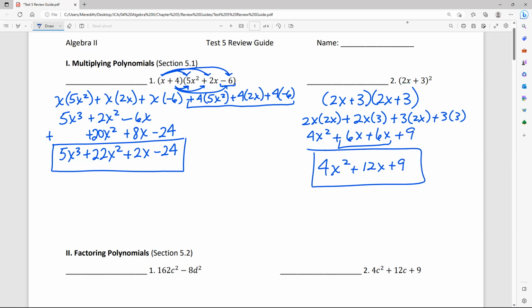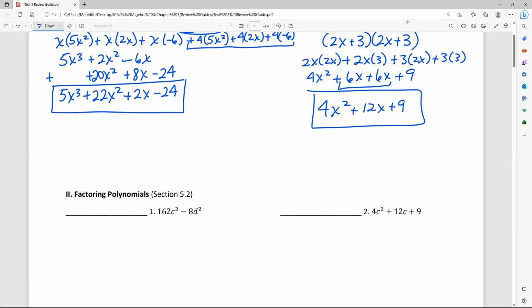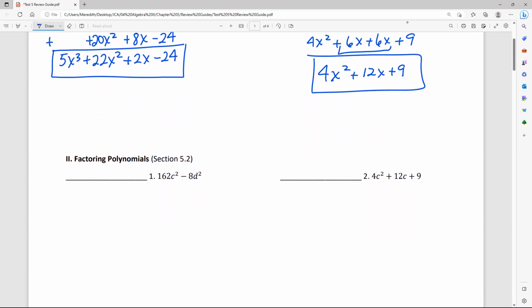And we are done. Okay, so factoring polynomials is where it got a bit more complicated. In this first one, you can tell by the variables that we have a difference of squares. So we have a c squared and we have a d squared. However, 162 and 8 are not perfect squares. Now I know that 4 is a factor of 8 and it is a perfect square. So I'm going to see if I can factor out a 4 or factor out a 2 and that leaves that 4. And let's do that with this one and see what it gives us.